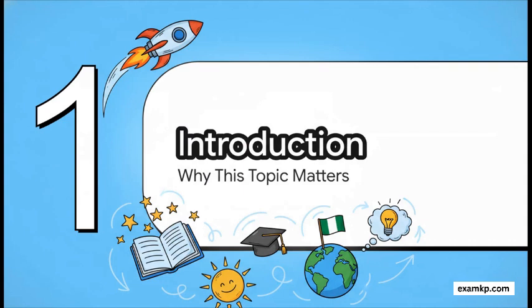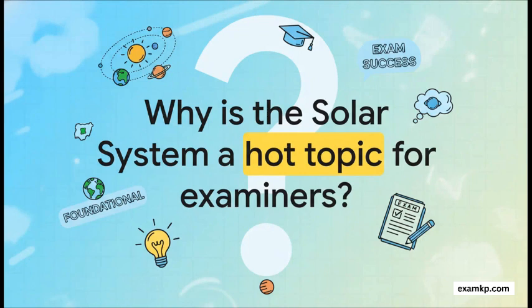So, the big question is, why should you care so much about this topic for your exams? Well, the answer is pretty simple. The solar system is a foundational concept in physical geography. Think of it as the ground floor of a building. So many other topics are built on top of it. Examiners absolutely love it. You are almost guaranteed to see questions on it in your objective paper, and it shows up all the time as a full theory question. Seriously, mastering this is like putting free marks right into your pocket.